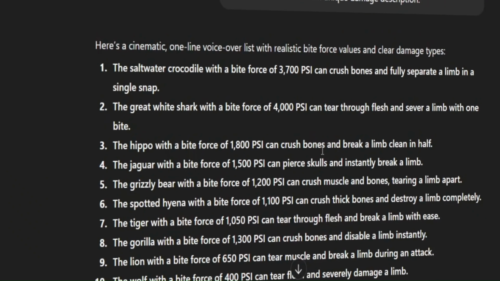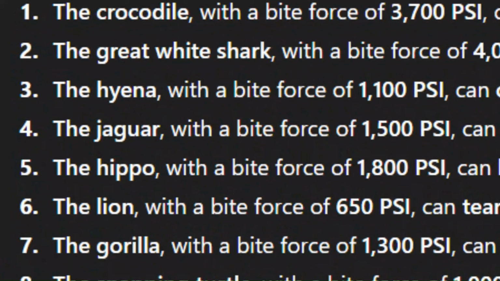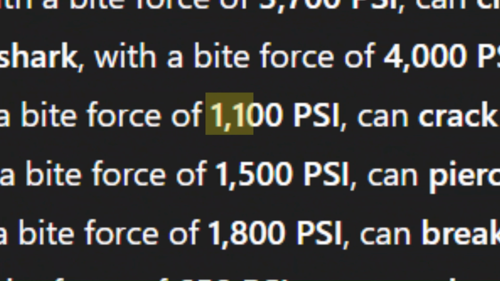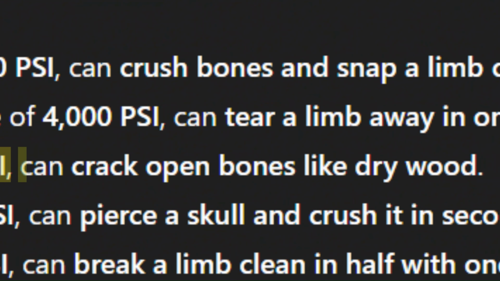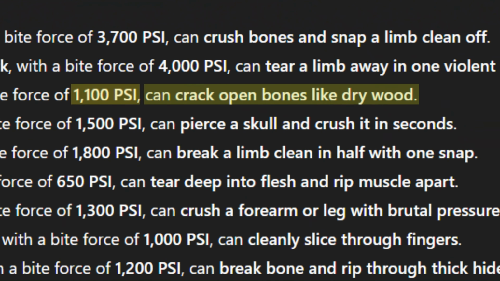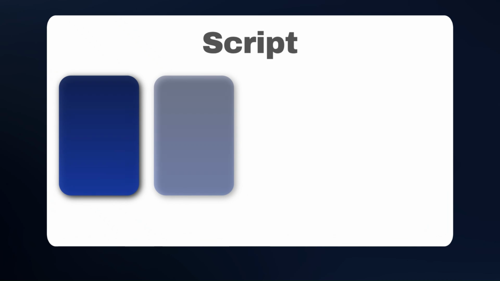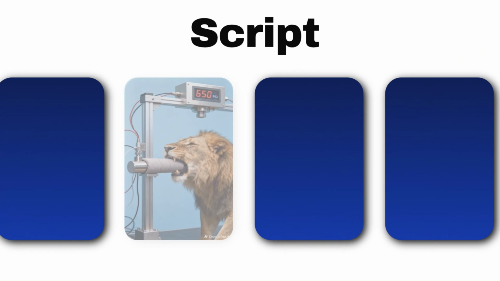And as you can see, we have a script for different animals. For example, we have a hyena, we have the bite force for that animal, and we have a description of the damage. For example, can crack open bones like dry wood. And now, according to this script, we will create our images and later our animations.